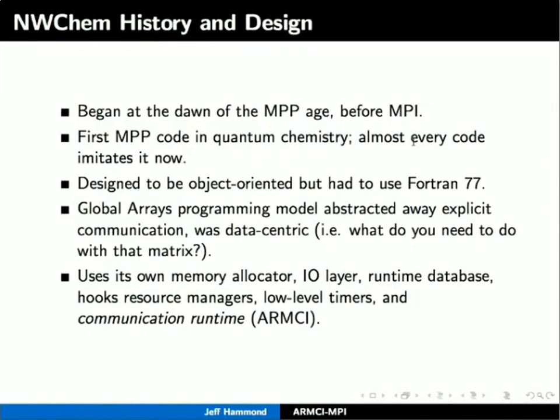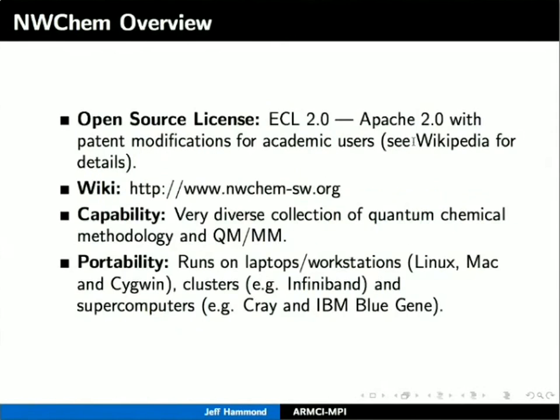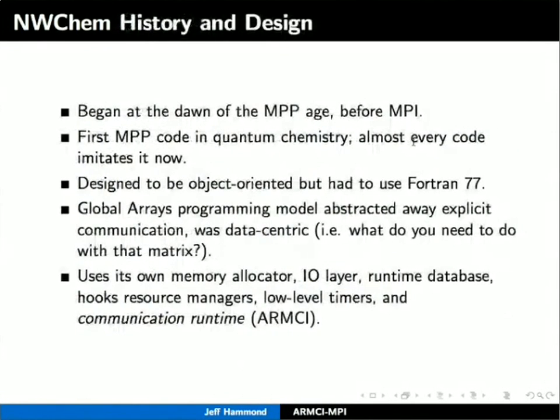It's an older code, so it began actually before MPI, which has had a pretty substantial impact on its design. It also existed before C++ was remotely common, except it's trying to be C++, so it's object-oriented Fortran 77, which is a little bit of a crazy concept, but they do their best.